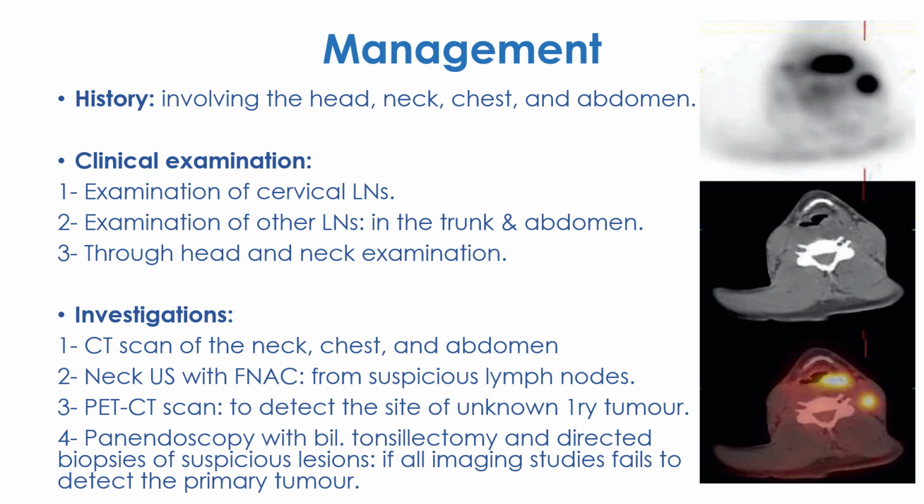And then if all these methods fail, we need to do what we call a pan endoscopy, endoscopy all over all head and neck areas: nasal endoscopy, nasopharynx, oropharynx, hypopharynx, and esophagus, and we need to do an endoscopy for the larynx and trachea as well, with bilateral tonsillectomy and with directed biopsies from any suspicious lesion if all imaging studies fail to detect any primary tumor. And if any of these findings came back positive for the primary tumor, this would be fine, this needs to be treated. If not, we will treat the neck first and we will wait for the primary to show later on in life. Thank you very much for your attention, and I wish you all the best in your exams.